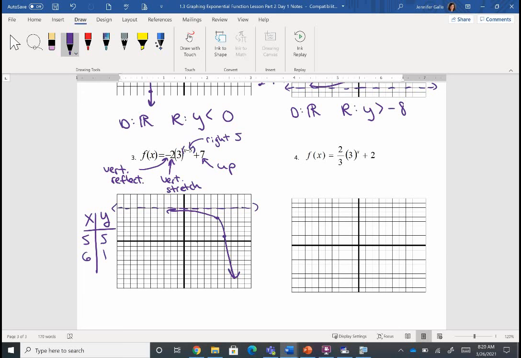All right, domain, what do we think? Domain's always going to be all reals. And our range is always y. The value we're not going to touch or cross, 7. Are we above the 7 or below? Below. We're always below, so it's going to be a less than.